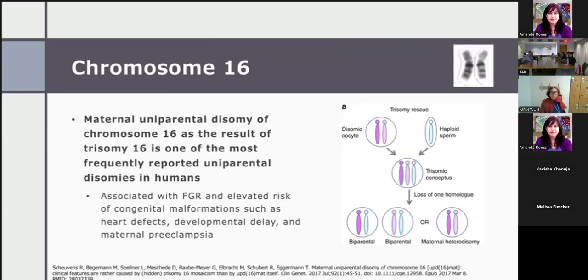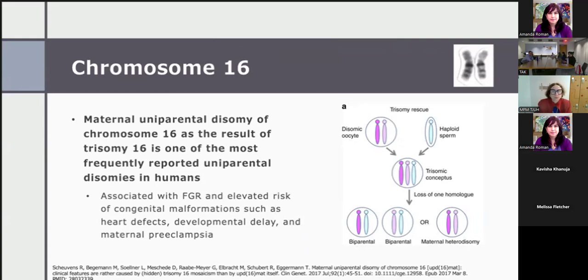Now moving on to chromosome 16. So uniparental disomy with chromosome 16 is significant in the setting of trisomy. Trisomy 16 accounts for nearly 1/3 of all trisomy spontaneous abortions and is therefore actually the most common autosomal trisomy in humans. Among clinically reported pregnancies, there's an incidence of 1 to 2%.